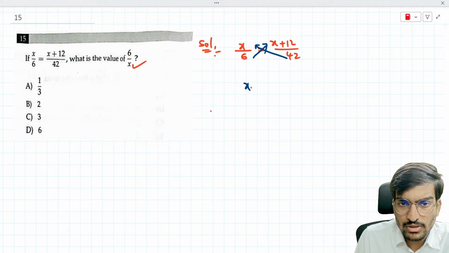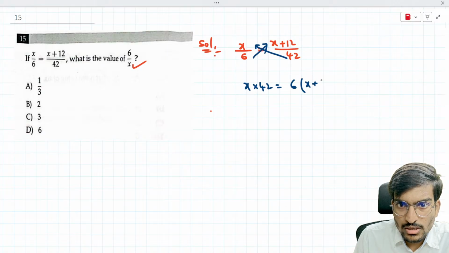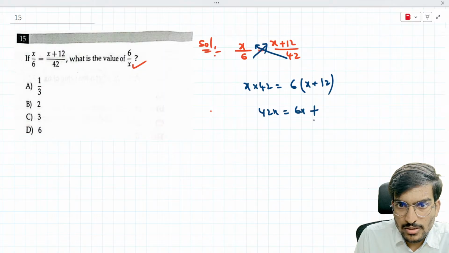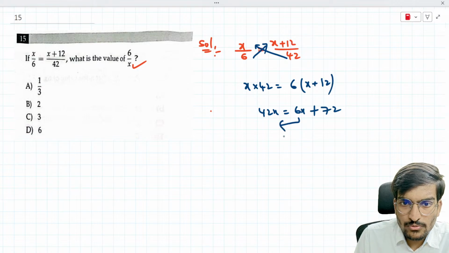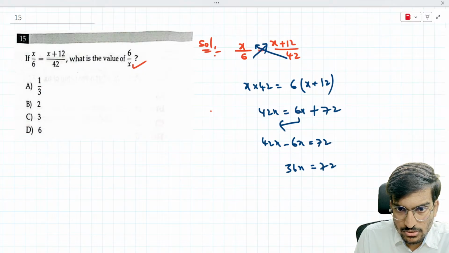That's what we do whenever we have fractional expressions with an equal sign. So this is going to be x times 42 equals 6 into x plus 12. So x times 42 is 42x, that equals 6x plus 12 times 6 is 72. So just forward this, it's going to be 42x minus 6x equals 72. That's going to be 36x equals 72. 36 ones, 36 twos, x equals 2.